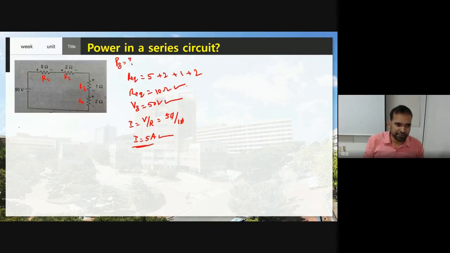You can use any formula here. Therefore, if I use the first formula, power supplied by the source, Ps equals VI. Then what happened? So voltage means what? The source voltage. This is the source voltage, 50, into I, which means 5. So 5 times 5 is 25. Therefore, 250 watts. The power supplied by the source equals how much? 250 watts.